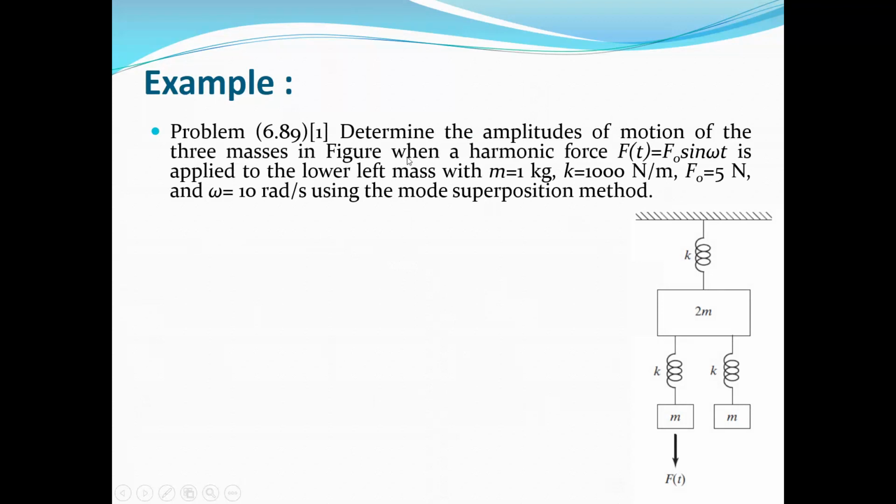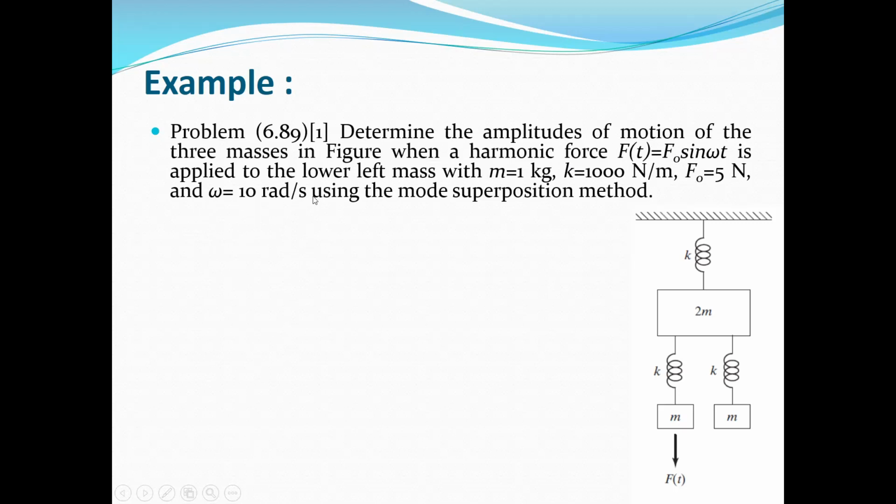In this example, we want to determine the amplitudes of motion of the three masses in the figure when a harmonic force F(t), which is equal to F0 sin(ωt), is applied to the lower left mass, with m equal to 1 kilogram and k equal to 1000 Newton per meter. F0, the amplitude of the external force, is 5 Newton.